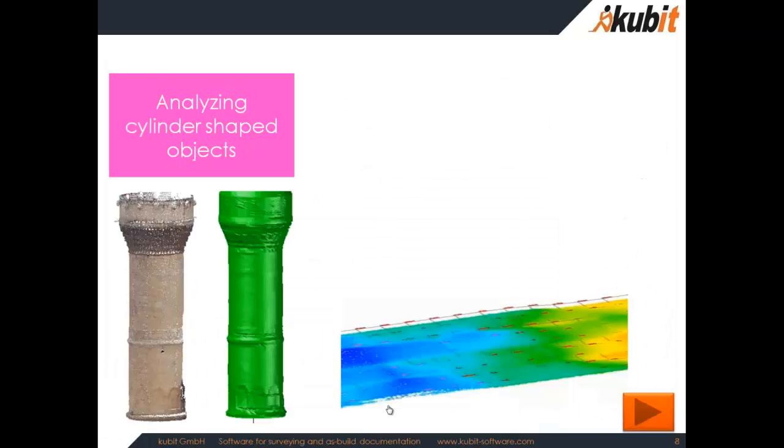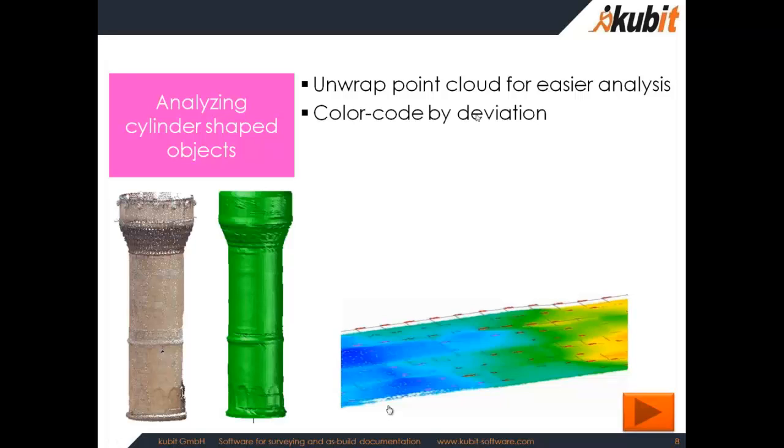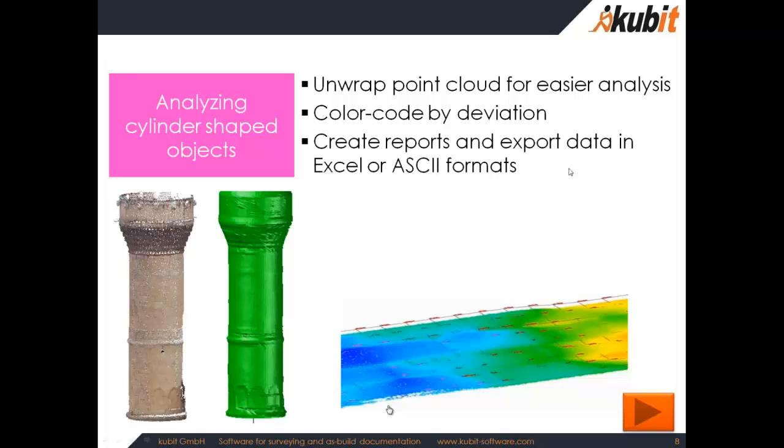There is a very new feature with version 9 of PointSense Heritage, which will be released in the beginning of June. This is meant for analyzing cylinder-shaped objects like this tower over here. You can use it to unwrap point clouds with the same deviation to the unwrapped plane like the points have to the average cylinder. Therefore you can more easily use the cloud for analysis. You can color code the point cloud then by deviation.